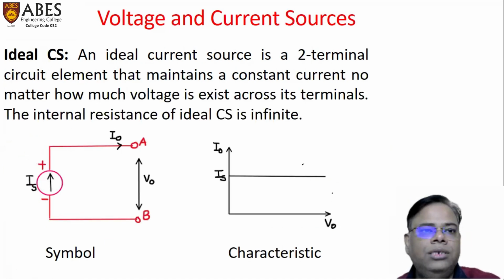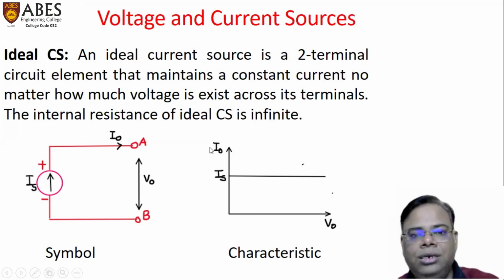Now, this one is the ideal current source. An ideal current source is a two-terminal circuit element that maintains a constant current no matter how much voltage exists across its terminals. As you can see, this is the symbol of the ideal current source. Is is the level of current that it delivers. I naught is the output current. V naught is the output voltage, and A and B are the terminals of this ideal current source.